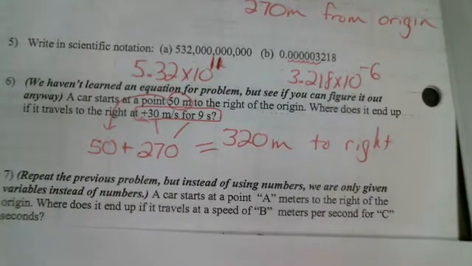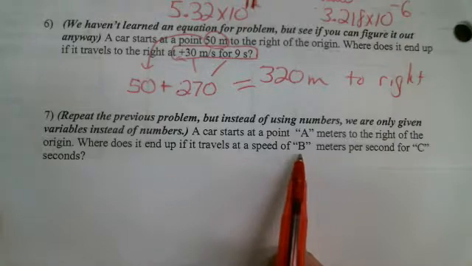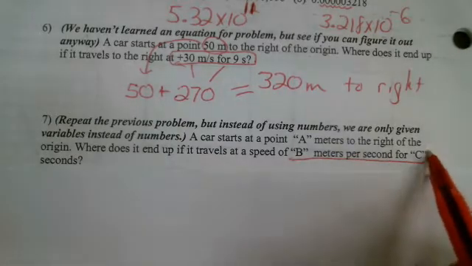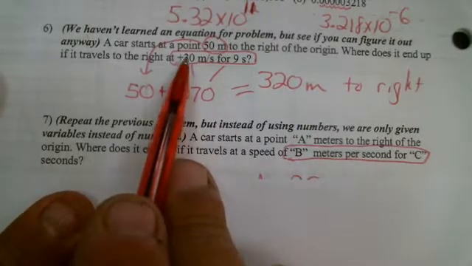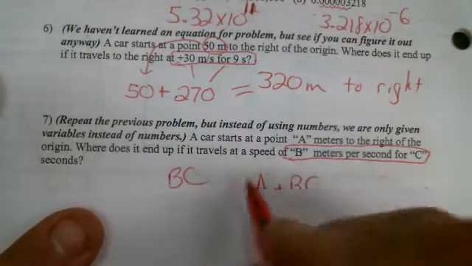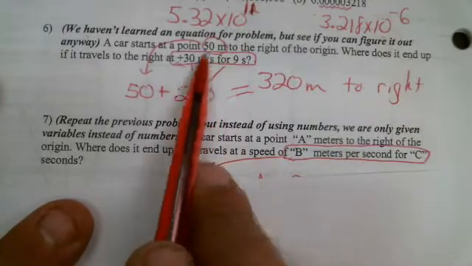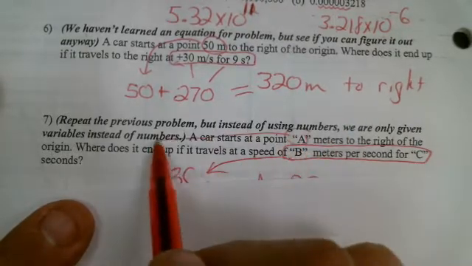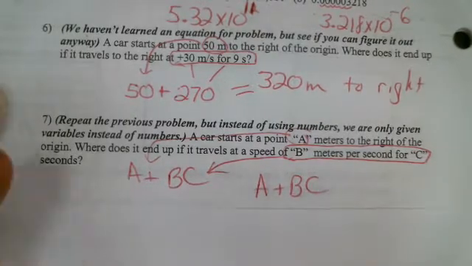The next problem is just like it, except we don't have numbers. We just have starting off at point a, traveling at a speed of b meters per second for c seconds. But let's go through the same process. Going at a certain speed for a certain time, we find the distance traveled then to be multiplying those things together, just like we multiplied the 30 times 9 up there. Instead of 30 times 9, I have b times c. And then instead of having a head start of 50 meters that I added to the front, I have the head start of just a generic a meters. But I'm still going to add that to the front. And so I get a plus bc as my answer.